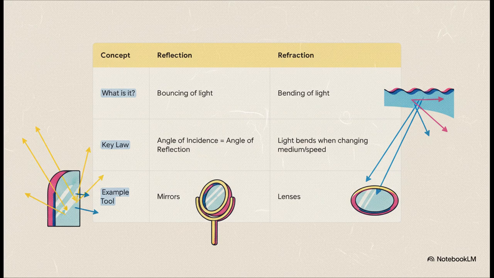Okay, so let's do a quick recap. Reflection is the bounce. Its key tool is the mirror, and it follows that simple angle in equals angle out rule. Refraction is the bend. Its key tool is the lens, and it happens because light changes speed when it enters a new material. Bounce versus bend. Pretty straightforward when you break it down, right?